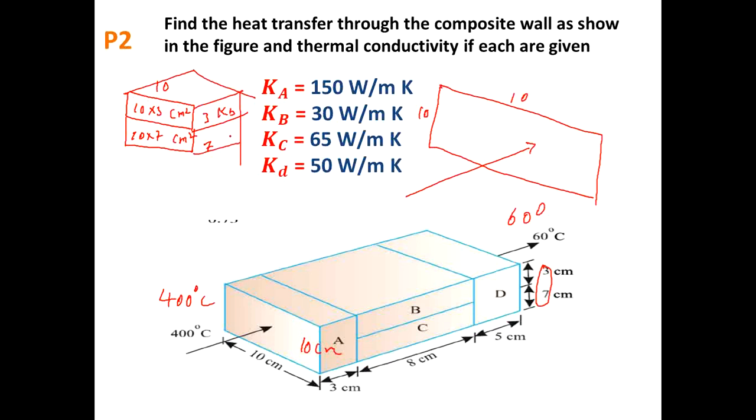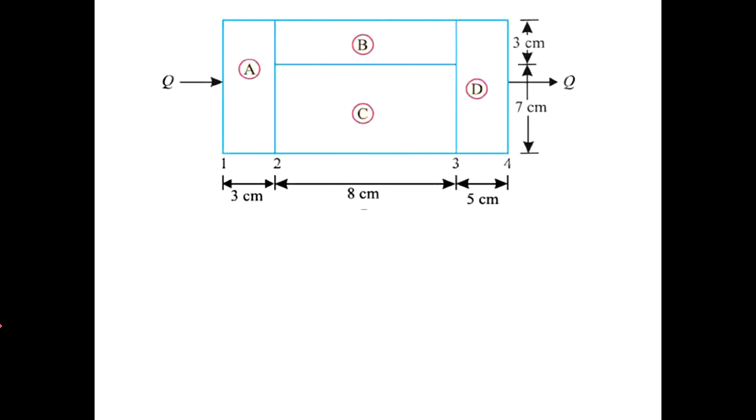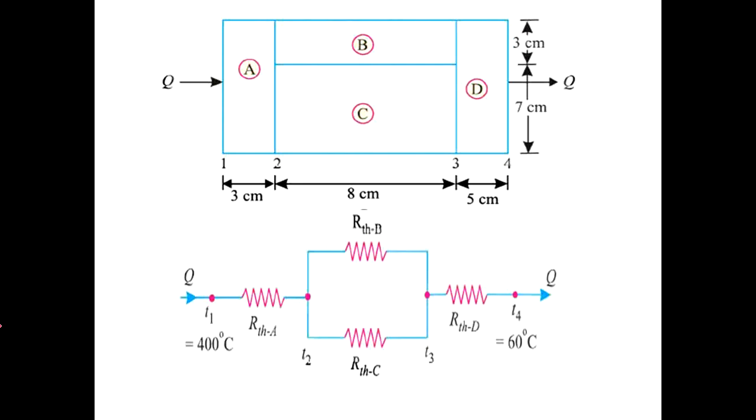This is the thermal conductivity Kb, and thermal conductivity Kc. Therefore, each has its thermal resistance, and you want to find these. This is the thermal resistance sketch that is given. This is temperature T1, this is temperature T2, T3, and T4. Let me write T4. Here we have temperatures T1, T2, T3 and T4.